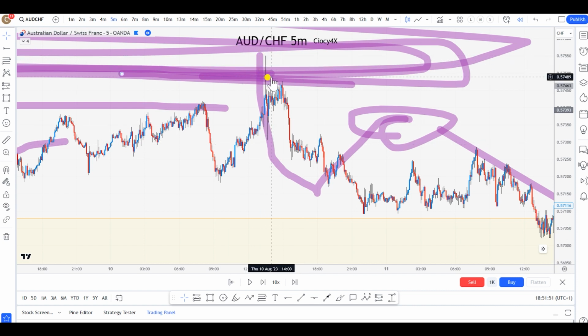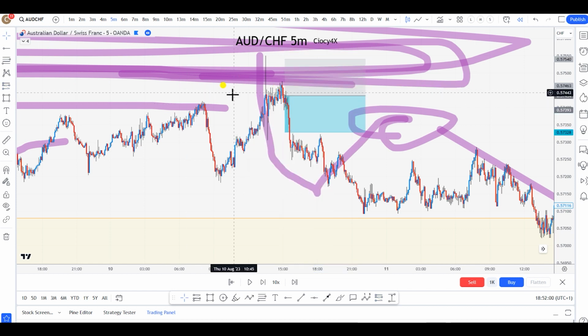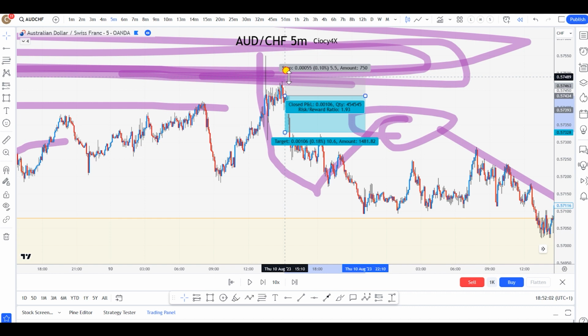Very huge wick over here. So there's not much you can do about it. You wait for further confirmation: high, low, high, low, high, low, boom, break of structure. Here we go. Guys, you see, I know it sounds very simple when I show it to you, and it is because I tried my best to show you the simplest way possible.